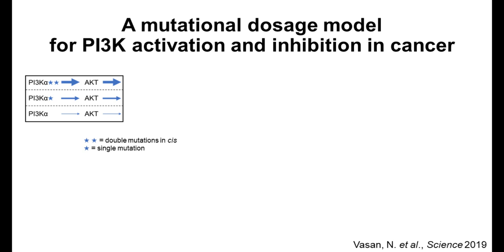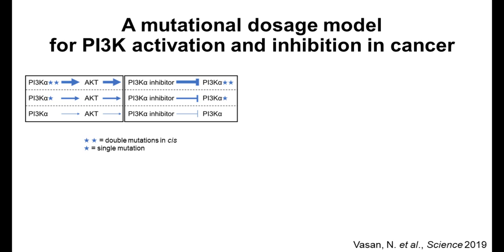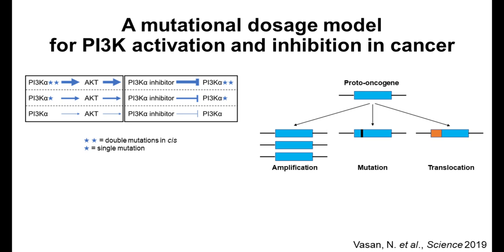And so together, these data suggest what we term a mutational dosage model for PI3 kinase activation and inhibition in breast cancer. Wild-type PI3 kinase alpha, as shown in the third row of this box, leads to increased AKT signaling, while mutant PI3 kinase leads to even more increased AKT signaling, and double mutant PI3 kinase leads to even more AKT signaling and increased cell growth. And this is important because it correlates with a clinically meaningful phenotype of increased response to PI3 kinase alpha inhibitors for double PI3 kinase mutant tumors.